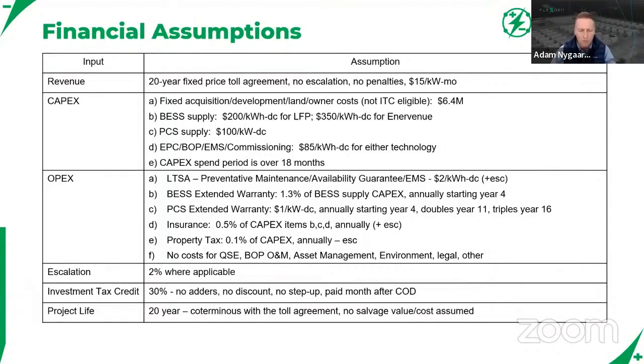Another, just briefly, I want to touch on the investment tax credit. We are assuming a 30% ITC here. It's paid the month after COD. They just actually released the transferability guidance, which also impacts direct pay, yesterday, I guess.